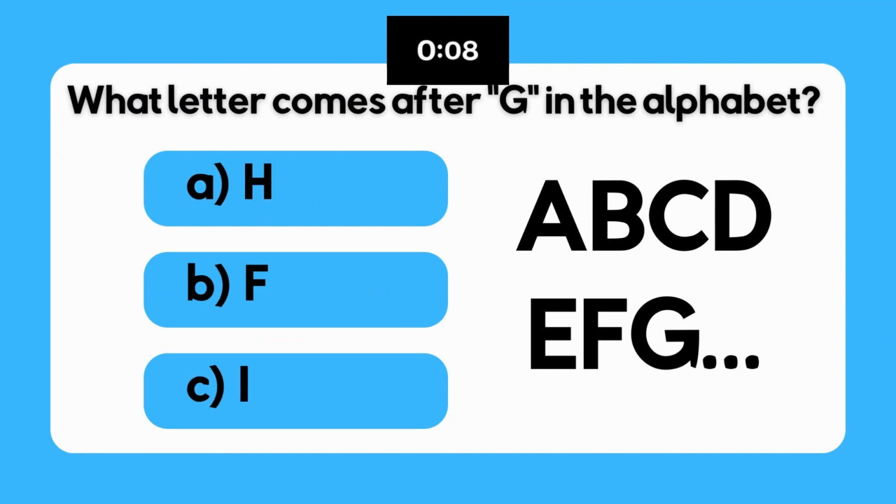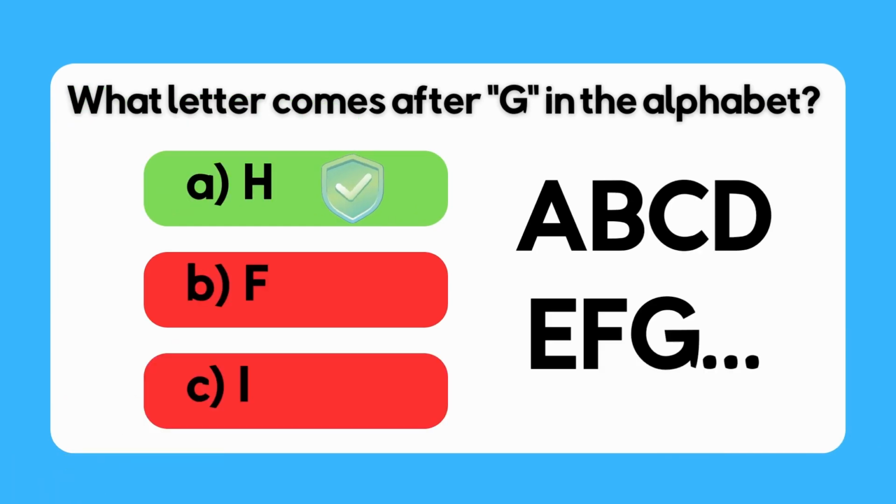Number 8. What letter comes after G in the alphabet? A, B, C, D, E, F, G. Nice. H.